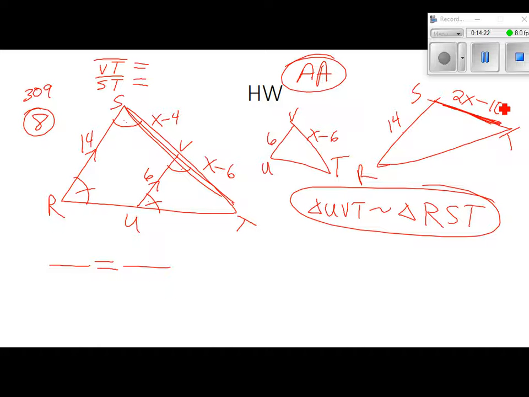Now when we go to set up our proportion, first you want to match up two sides that you know numbers for to get your scale factor. Give me two sides that we know numbers for. 6 and 14. Now if we wanted, could we reduce that down and make it easier to do the cross multiplying? Yeah. So we matched up 6 to 14. What's going to come first on the other one? X minus 6. 2X minus 10.